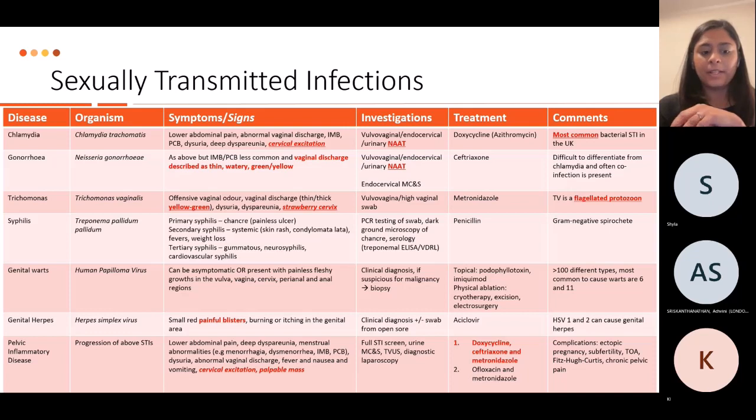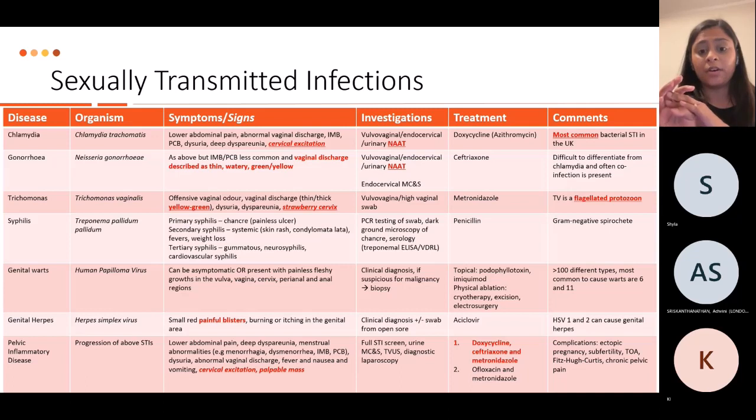The other thing to bear in mind is I've abbreviated some of these things. So IMB is intermenstrual bleeding, PCB is postcoital bleeding. Syphilis is a slightly weird one because you've got obviously different stages of syphilis. You've got primary, secondary, tertiary. And the thing they like to ask about is the investigations.